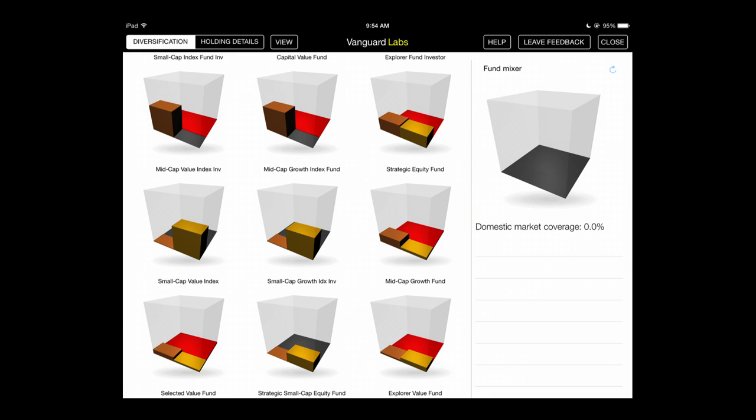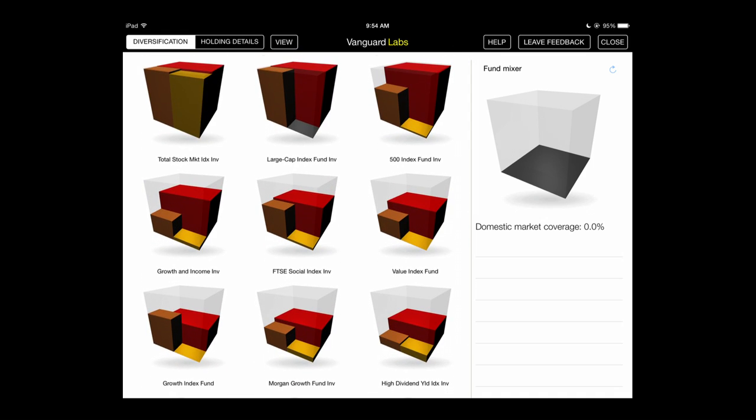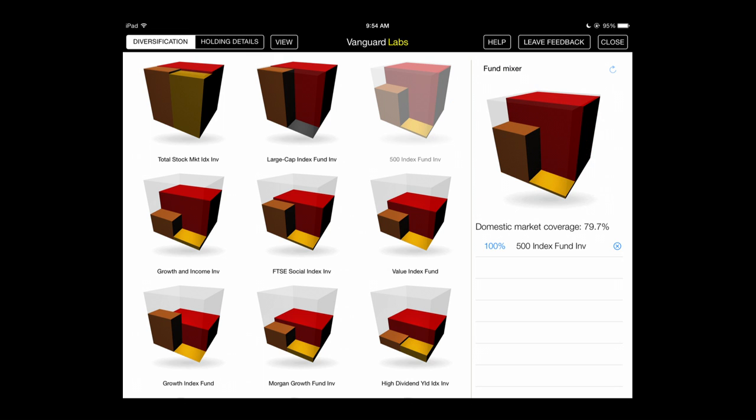We can also mix and match the funds in the fund mixer to see how different funds can combine and what the net diversification effect would be. As an example, we'll take Vanguard's 500 Index Fund, a fairly well-diversified fund, and we drag it over. If you just own this one fund in your portfolio, you have about 79.7% diversification.